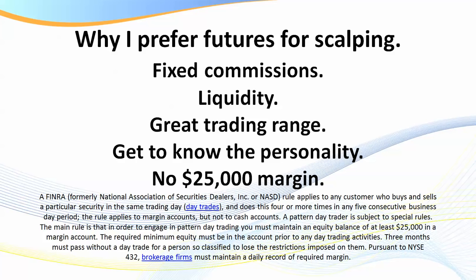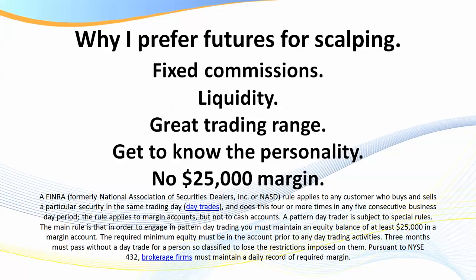Now, what market do I prefer for scalping? I prefer futures, and the reason is fixed commissions. I'm paying $4.60, $4.70 round turn, so it's very low. Great liquidity, particularly on the NQ, on the black gold, on oil. Oil is a fantastic market for scalping today, and a great trading range on all of those, the NQ, YM, ES. Even if you go over to Euro Stoxx 50 and some of the others, you've got great trading ranges, and that's what you want. You want the market to be moving, liquidity, and you want to be able to see those waves, and you get to know the personality.